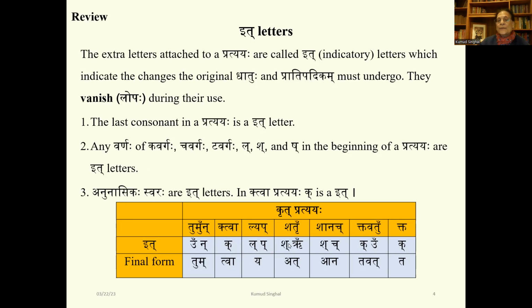In shatr, sh and r, this is an anunasika, these are it letters because sh is in the beginning, so only at remains. In the krit pratyaya shanach, sh and ch are it letters, so an remains. In ktavatu, ka and u are the it letters, so tavat remains. And in kta, ka is the it letter, so ta remains. So these are the 7 krit pratyayas we are going to study in a little bit more detail.